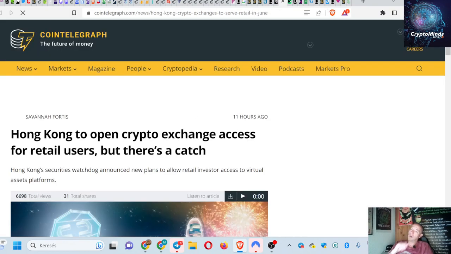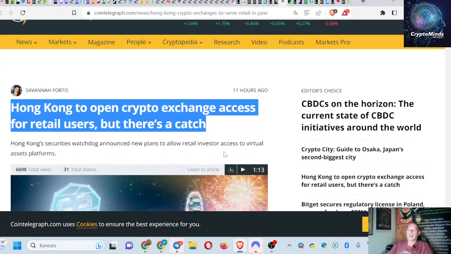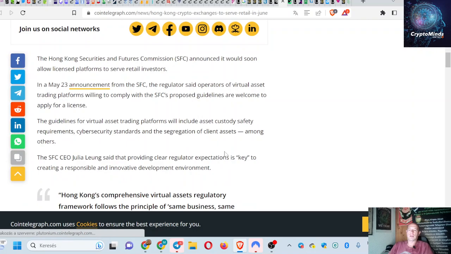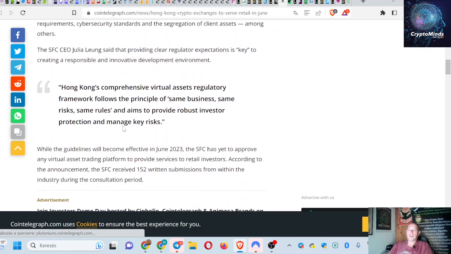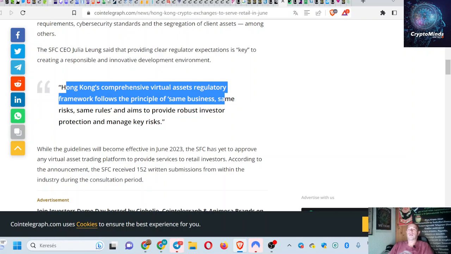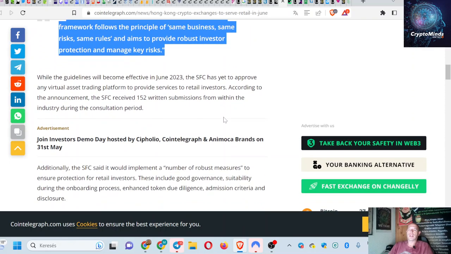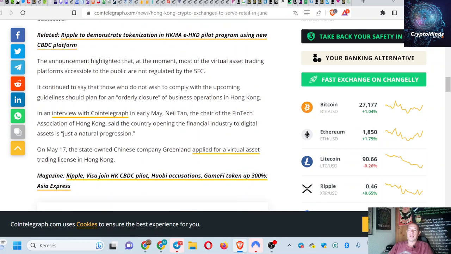And guys, let's go and check out our next news: Hong Kong is opening the crypto exchange access for retail users, but there is a catch. Okay, so the announcement: Hong Kong's comprehensive virtual asset regulatory framework follows the principle of same business, same risk, same rules, and aims to provide robust investor protection and manage key risks.